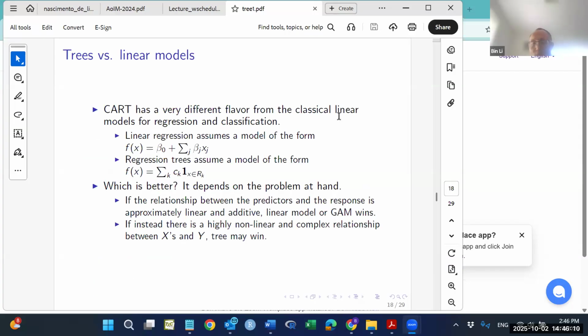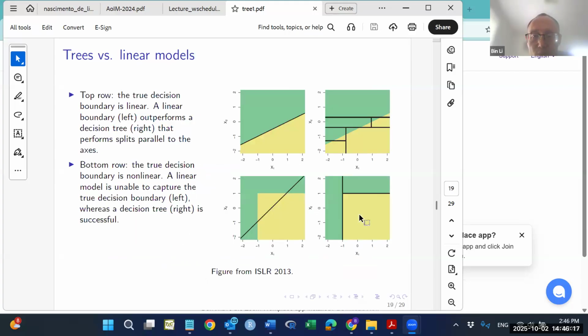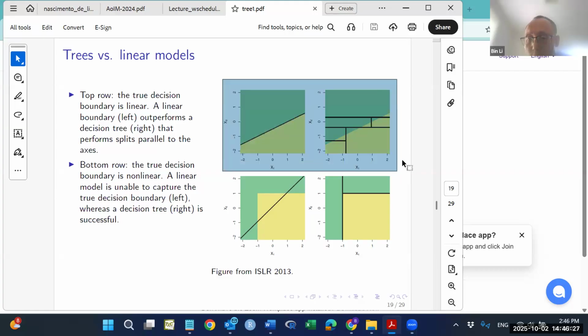Okay, so now the question is, we talked about the linear models, we talked about the tree models, and they seem to be very different, right? So which one should we use? Here you can see in the top row, this is a classification. We have a green class and a yellow class. The boundary is linear. So for this one, let's use a linear classification model, like logistic regression. This seems to be the best.